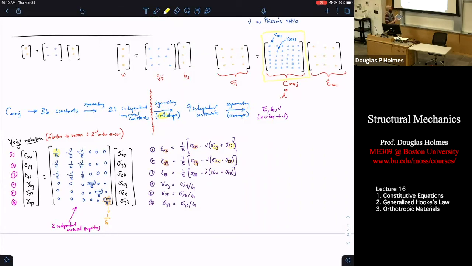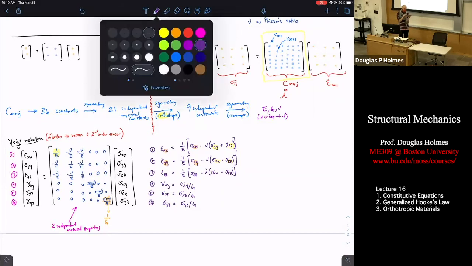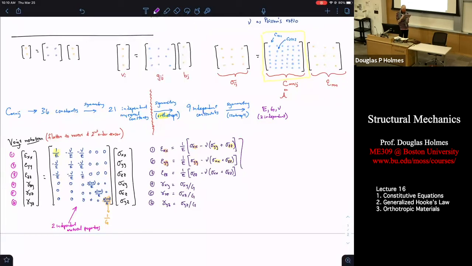So why do we care about this pattern? Well, because we don't necessarily want to write out six equations when we can write out one equation. And you can combine all these to one equation. And this is the most common way you'll see generalized Hooke's law written. And this one equation looks like this.